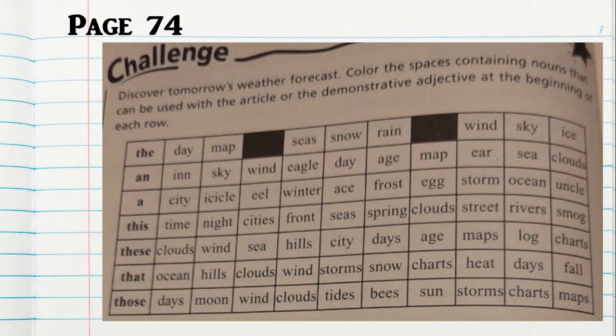Now, this is for singular, this time, this night. Incorrect, these cities. No. This is for plural, these clouds. Incorrect, this wind. That ocean. Correct. Because that is used with singular. Those days. Those is used with plural. Those days. Those clouds. Okay?